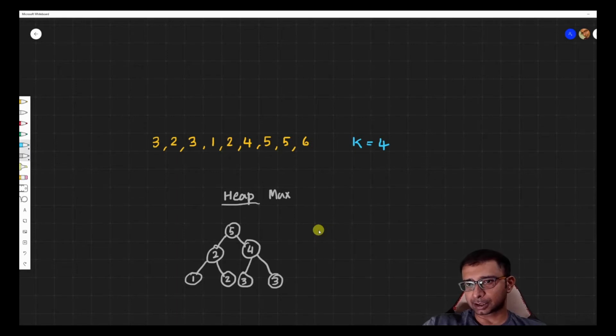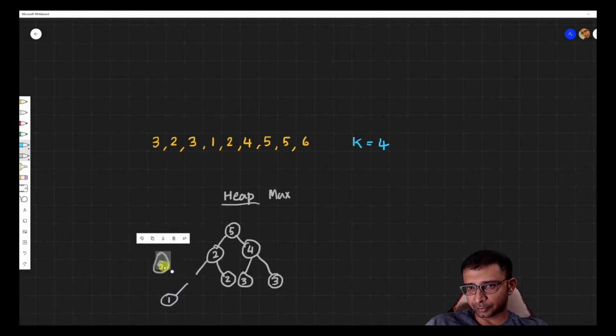And now we get the next 5, right? So we put the next 5 over here and we continue to do the same check. So first I see that yeah, the 1 is violating, 1 is smaller than me. I get the 1 below and I put the 5 over here.